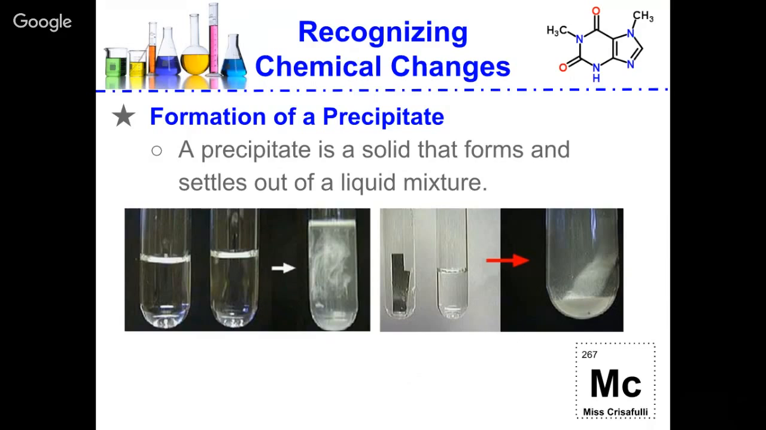So if we were to take two liquids in the test tubes on the left, mix them together, that cloudy white thing that you see floating around in the final test tube, that is your precipitate. If you let that sit, it would actually settle down on the bottom of the test tube. And in the picture on the right, you have a liquid and a solid. Again, if you mix those two things together, you could also form a precipitate. Now, those are the 4 ways that we can determine whether or not a chemical change has occurred.